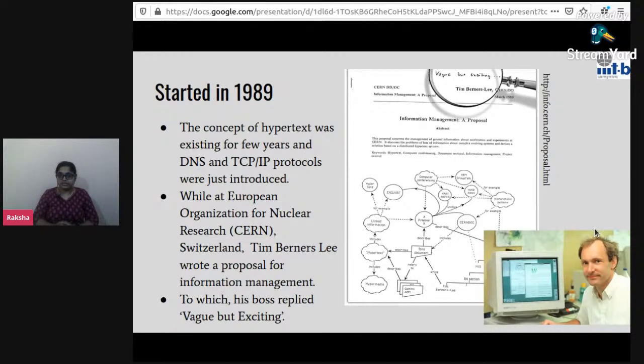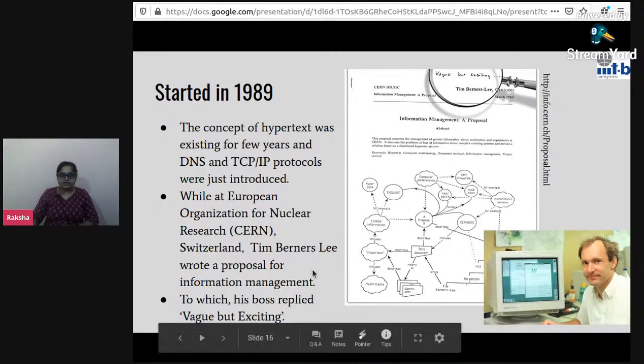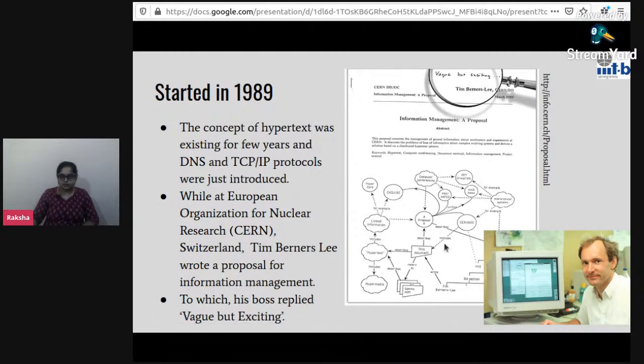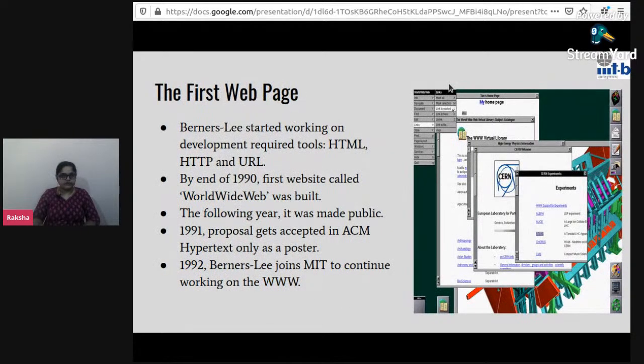He called it information management system, and he submitted it to his boss, who replied, if you see this picture, this was the proposal that Tim Berners-Lee wrote, and on the top you can see his boss replying saying "vague but exciting." So that is how all of it started. And then, with an approval from his boss, Tim Berners-Lee started working on this proposal of information mesh, and he started building the first website, and he started developing tools for a website called HTML, HTTP, and URL.